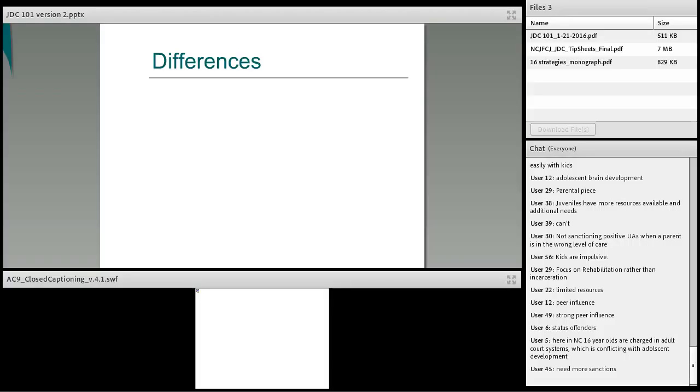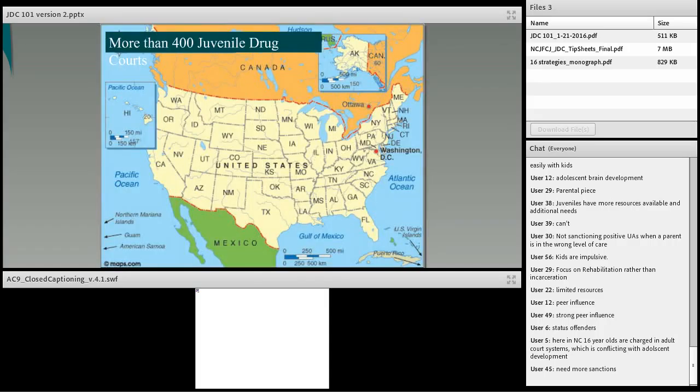So yeah, there are lots of differences between juvenile and adult courts and how you work with kids. And you guys have hit on all of them that I would have put up on the slide, so well done.